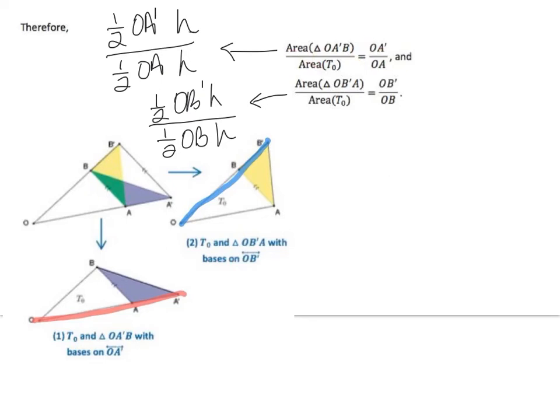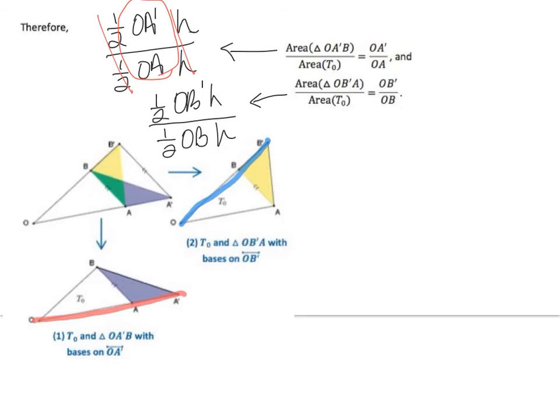Here, when we say the area of OA prime B over the area of triangle 0 is equal to OA prime over OA, this is why. Because the area of triangle OA prime B, I've got 1/2 base, which is OA prime, times the height. We don't have letters for the height, so I just put in height because we agree that the height of this full triangle is the same as the height of triangle 0. Correct? So there I can cancel that out, and I'm left with OA prime over OA.